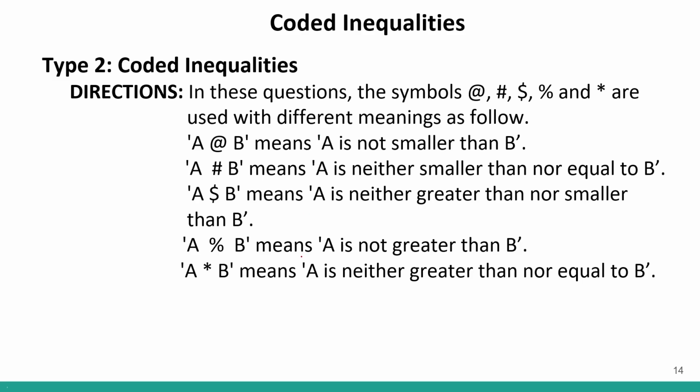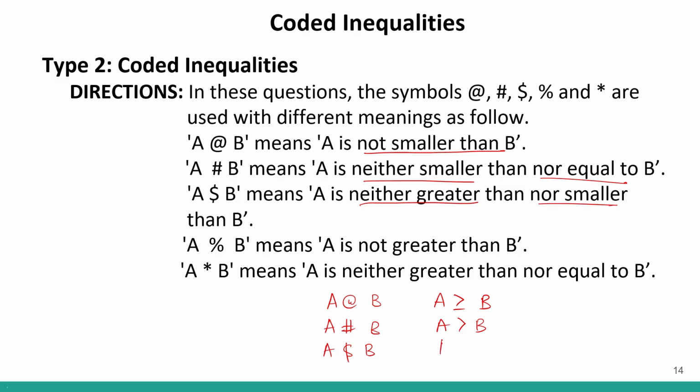Another directions are given. Let me quickly decode them. So A at B means not smaller. So A is greater than or equal to B. A hashtag B means neither small nor equal. That means A will be greater than B. Correct? A $ B means neither greater nor smaller. So A will be equal to B. Correct? Neither greater nor smaller.